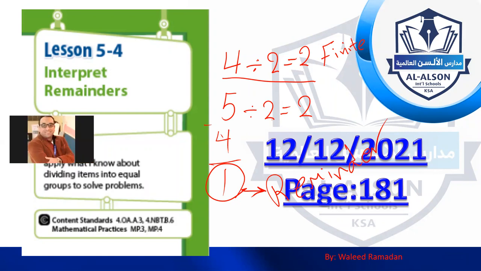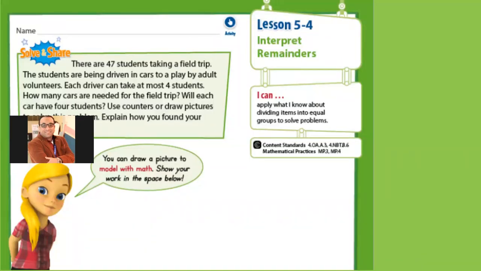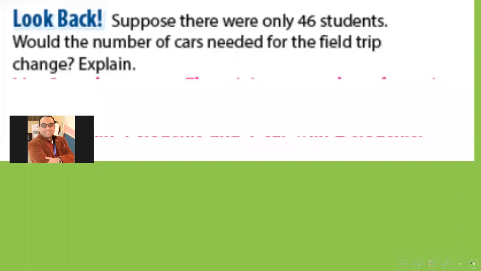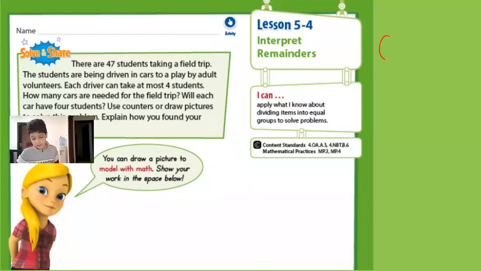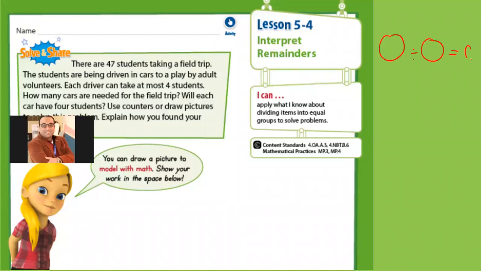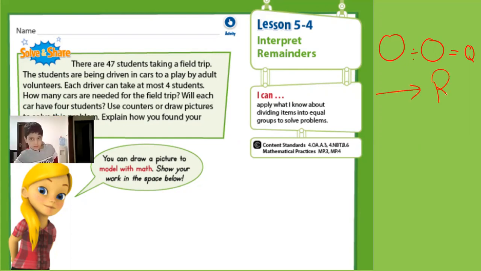So when we have a finite division, the remainder here is 0. But when we have one or more left over and we cannot divide, because it's less than the divisor, it's called the remainder. Let's see another meaning of remainder. There are 47 students. I have dividend, divisor, and quotient. You remember that? Today, we will get another one. It's called remainder.